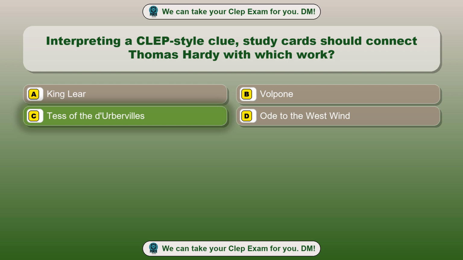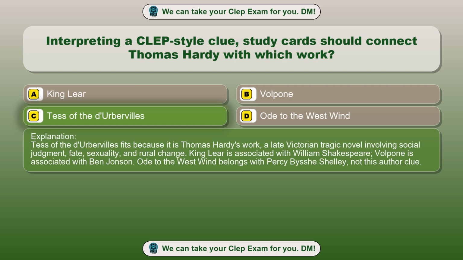Tess of the D'Urbervilles. Tess of the D'Urbervilles fits because it is Thomas Hardy's work, a late Victorian tragic novel involving social judgment, fate, sexuality, and rural change. King Lear is associated with William Shakespeare. Volpone is associated with Ben Jonson. Ode to the West Wind belongs with Percy Bysshe Shelley, not this author clue.